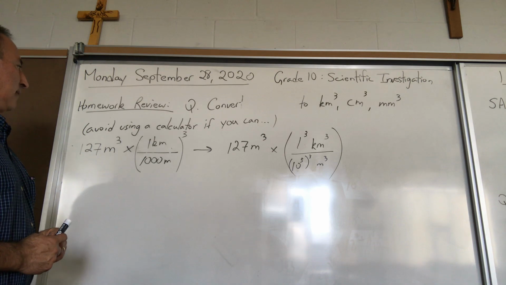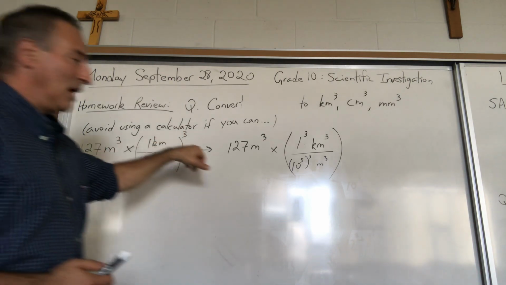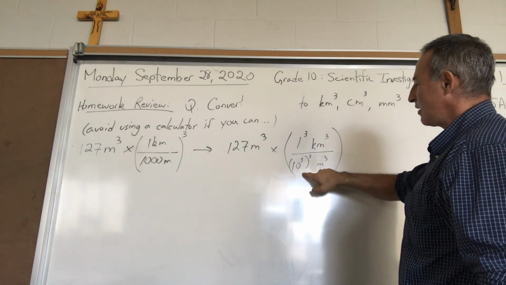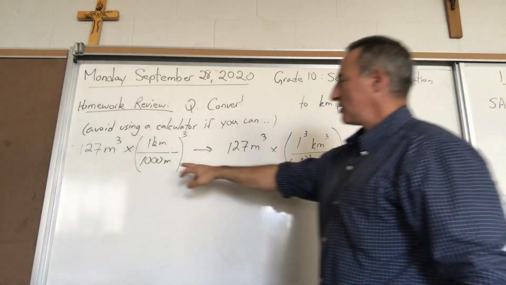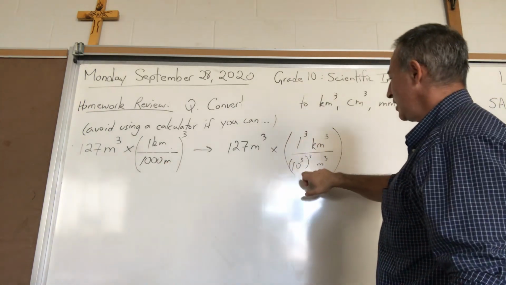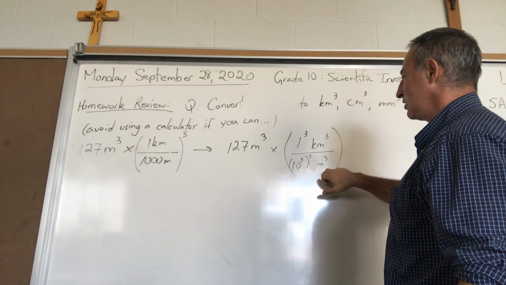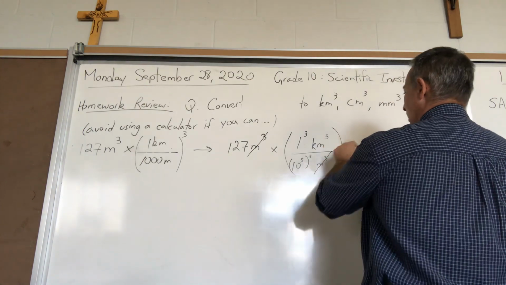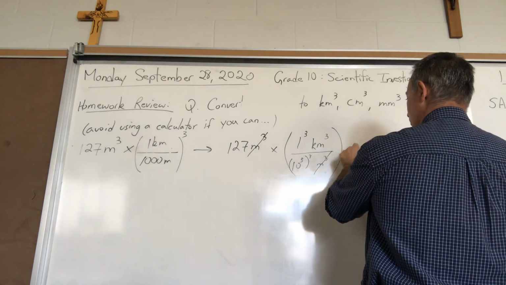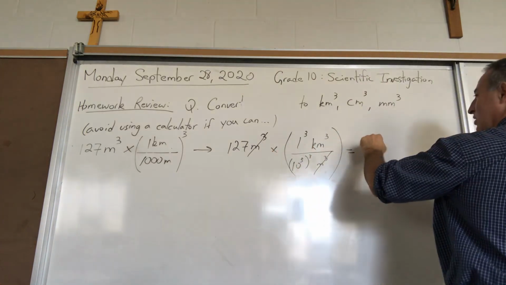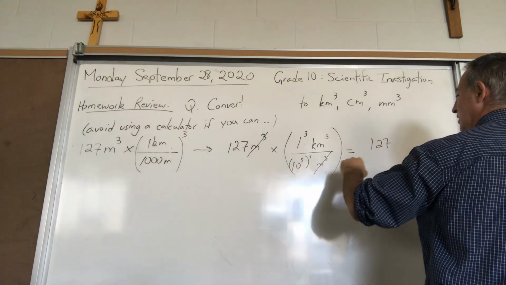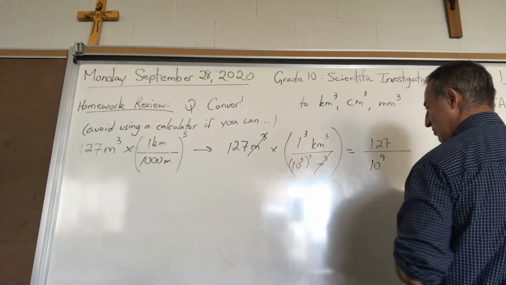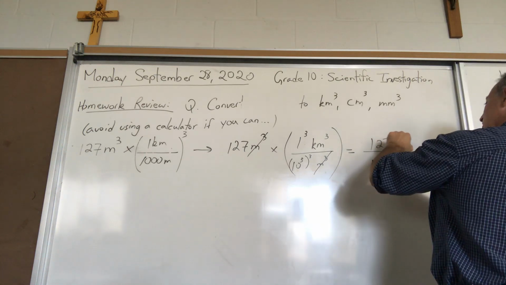So when we distribute that power of 3 into the bracket, this is what it turns into. The 1 becomes cubed, the kilometer becomes cubed, 10 to the power of 3 is also cubed because I've rewritten 1,000 as a power of 10, and then meters is cubed as well. So that allows me to cancel meters cubed, and we can rewrite the answer that it's going to produce. 1 will stay 1, so we're going to have 127 over 10 to the power of 9, because 10 to the power of 3 raised to the power of 3 becomes 10 to the power of 9 kilometers cubed.